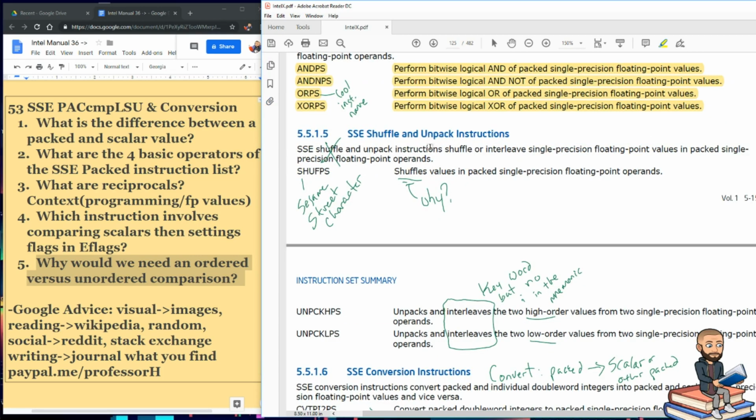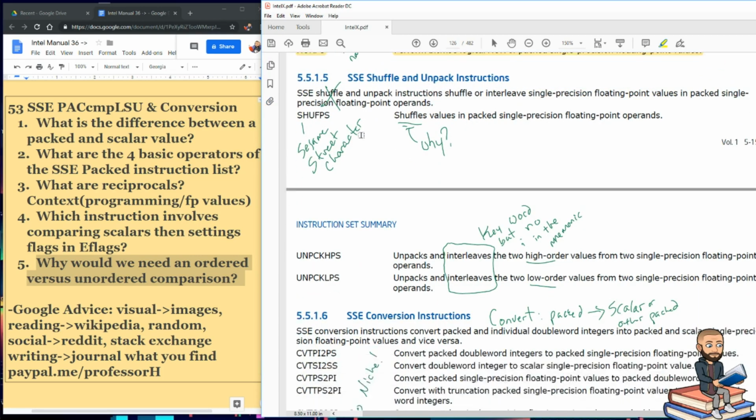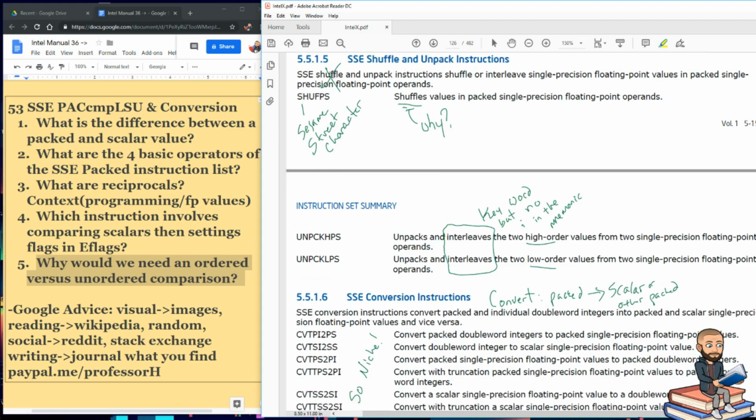Now shuffle and unpack sounds fun. There are only 3 instructions here. We have SHUFPS, as in shuffles the values in packed singles. It kind of reminds me of a Sesame Street character. Shuffle-uffle-I-guess or something. But it's just a cool instruction name there.